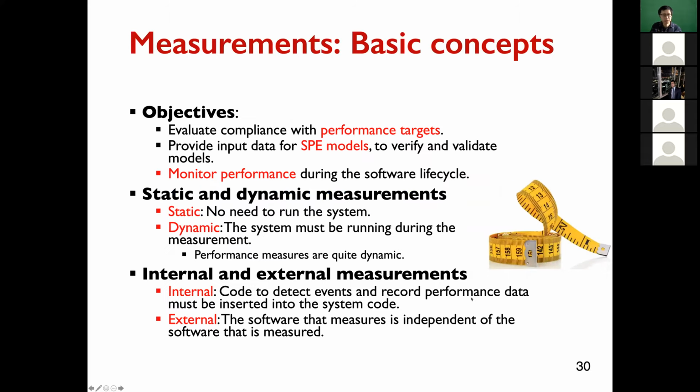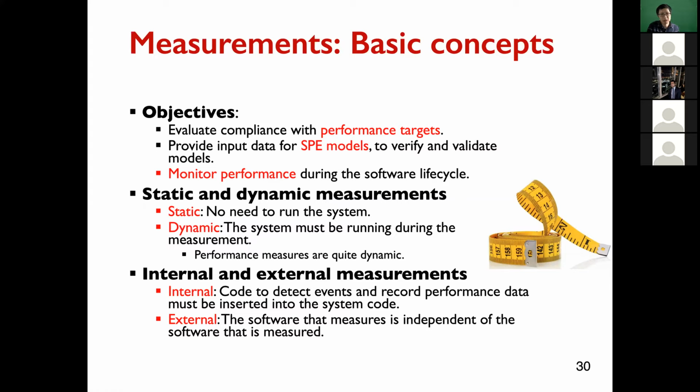Before that, let's look at how we measure software performance. So we talk about software performance metrics. So when we talk about measurements, first we need to have objectives, right? So what are the objectives for the measurements of software performance? First one is we need to evaluate the compliance of the system with performance targets, right? So how fast our system should be, this performance target. Another one, we can provide input data for software performance engineering models. These models are used to analyze the performance of the system. We will talk about the performance models in the next class, okay? And another is to monitor the software performance during the software lifecycle.